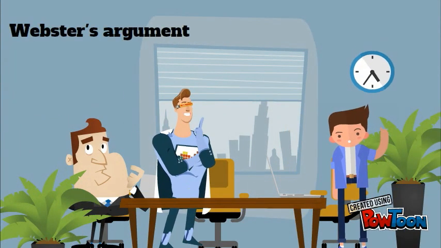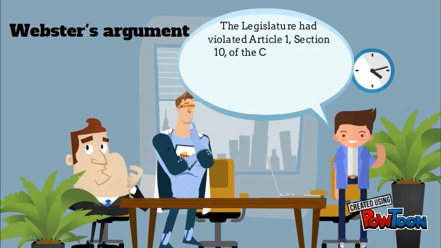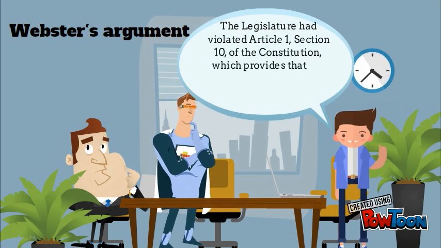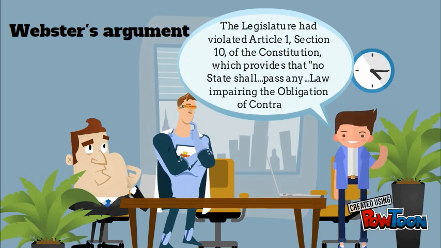Webster's argument. The legislature had violated Article 1, Section 10 of the Constitution, which provides that no state shall pass any law impairing the obligation of contracts.